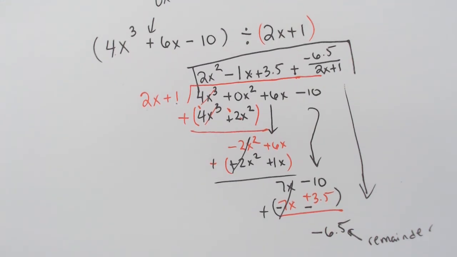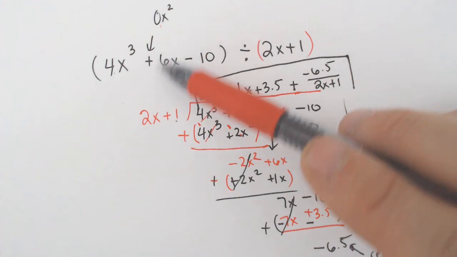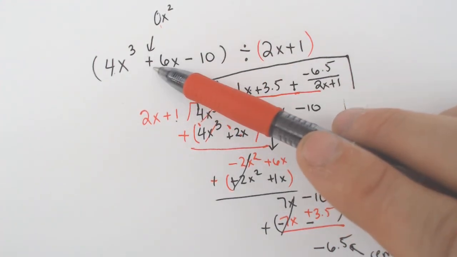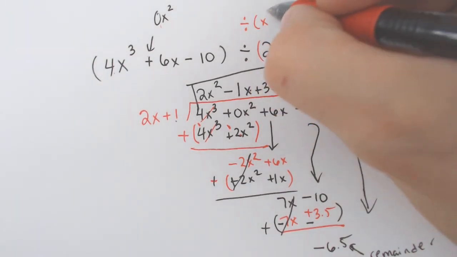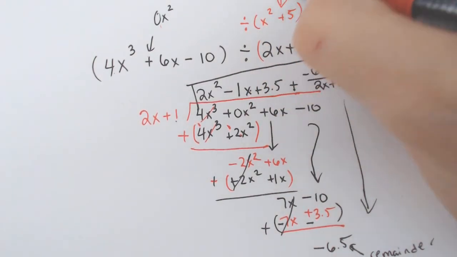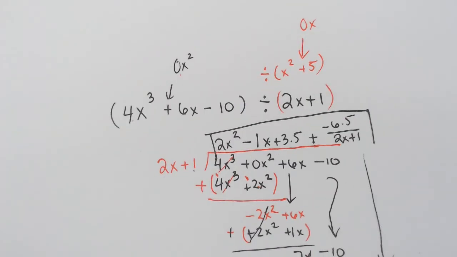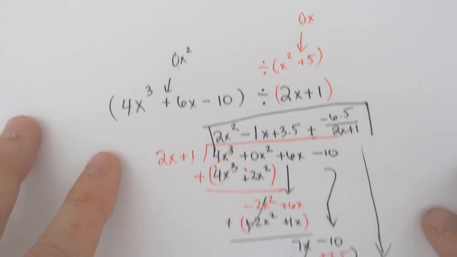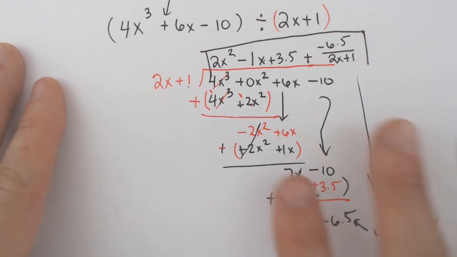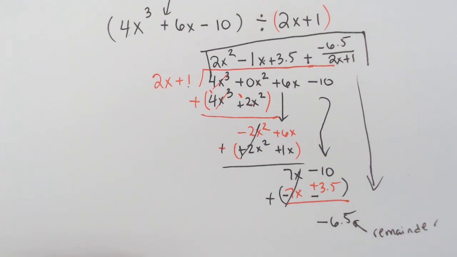Again, be sure to always check for if you have a missing term in what you're dividing by to fill in that missing term, 0x or 0x squared. If I was dividing by x squared plus 5, I would even need to put in a 0x for what I was dividing by. So if you're dividing by something and missing a term or dividing something and missing a term, you need to put in a 0 for either one. Also, I think this goes without saying, be neat and go slow. Otherwise, you will make mistakes. And be sure to have plenty of room.